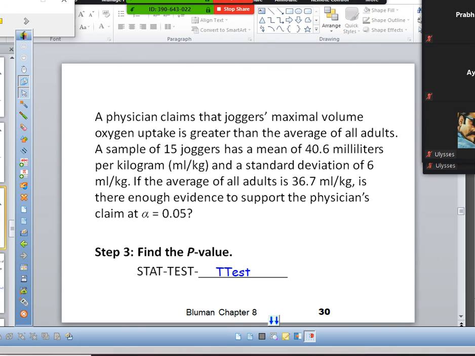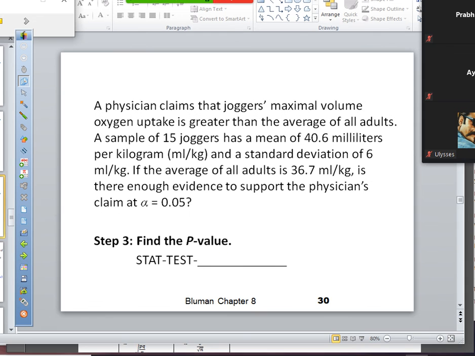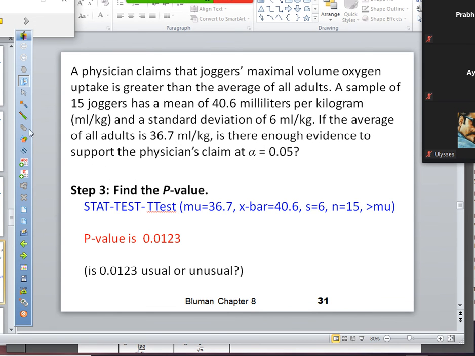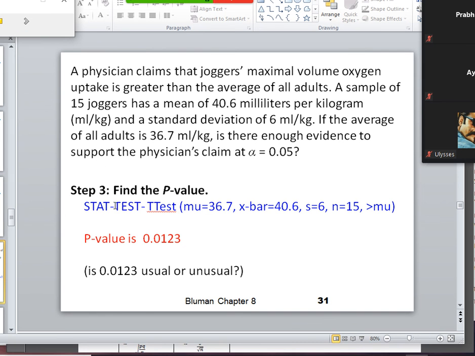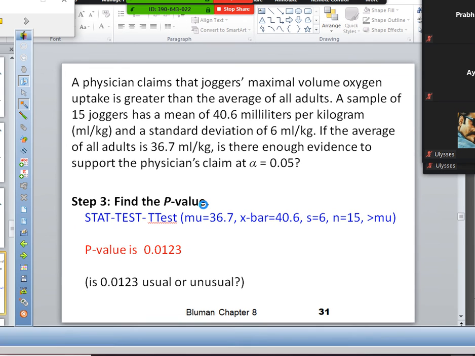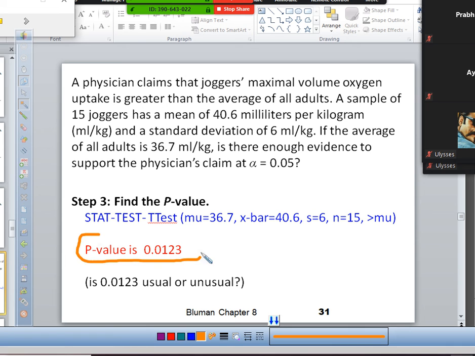So you're actually typing this in, writing this in. This is what you're supposed to hand in today. So this is your notes for today. And then we're going to do this. So stat test, t-test, and you're going to put in these numbers here. Just for right now, for this part, step 3, write in stat test, t-test, and then write in p-value is 0.0123.